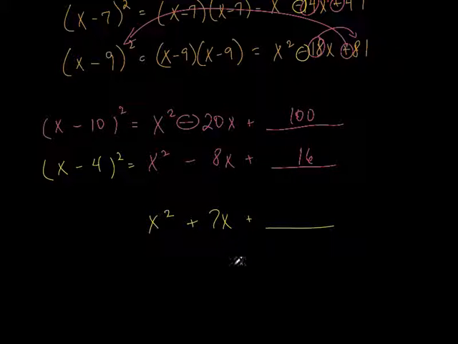So, if I take half of this, what is half of this? 7 over 2. And then what do I do to it? I square it, right? That's what we did to all the others. That was our pattern, wasn't it? Take that middle one, take half of it, and then square it. So what's that going to be? 7 squared is 49 over 4. So that's what's going to go right here.